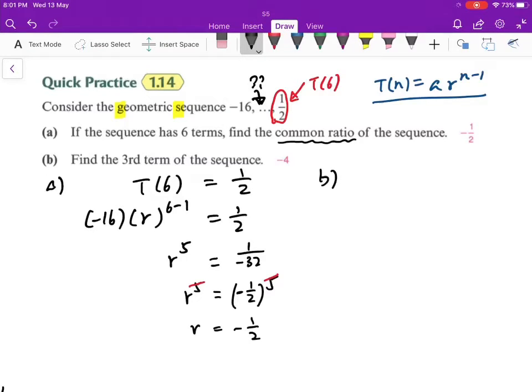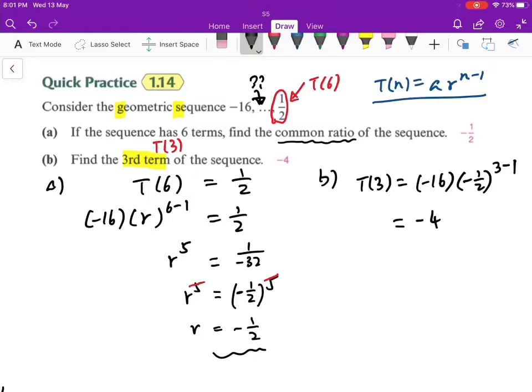B part, I want to find the third term. Third term means T3. So how can we find the T3? Using the formula, okay? T3 equal to A times R to the power 3 minus 1. Using the calculator, you don't need to simplify by yourself because all of them are just a number, okay? We can use the calculator, then super easy to find the final answer. It's -4, that's it, okay?